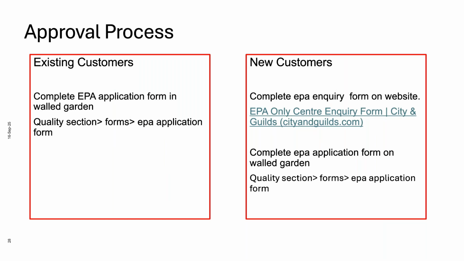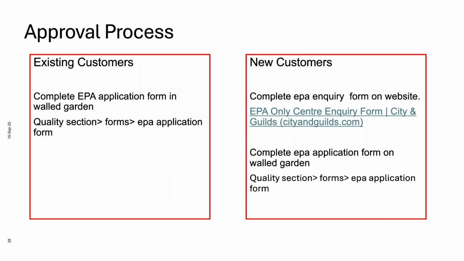If you are new to working with City and Guilds, or have never worked with us before, and you don't currently have a walled garden account, the first step is to complete, on our website using the link on this page, the EPA only enquiry form, if you are looking to only deliver endpoint assessment and that's all you want to use us for. That will then get you a call with one of the three of us, and we will go through the application form, make sure it's everything that you need, and then get you set up with the right systems, which will be walled garden and EPA Pro.